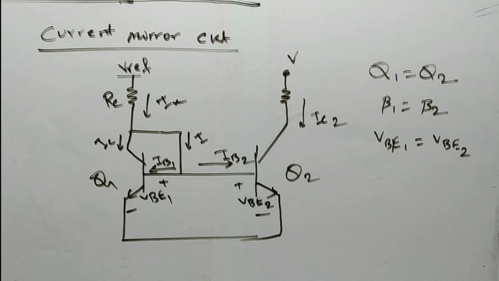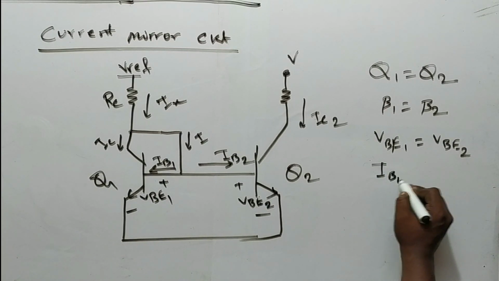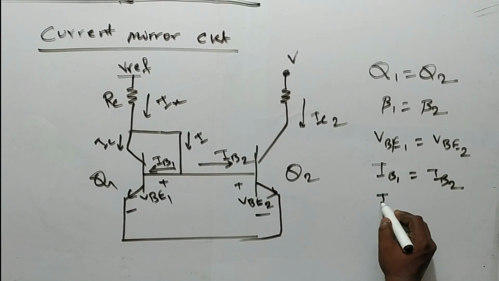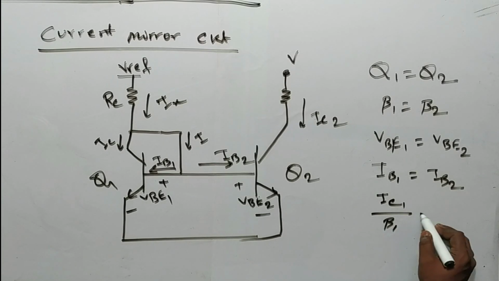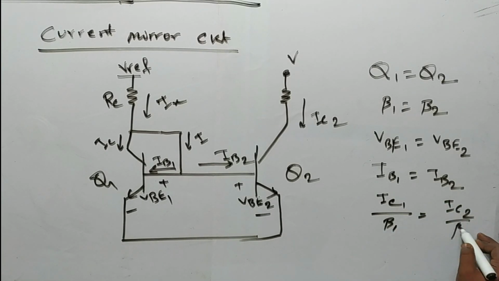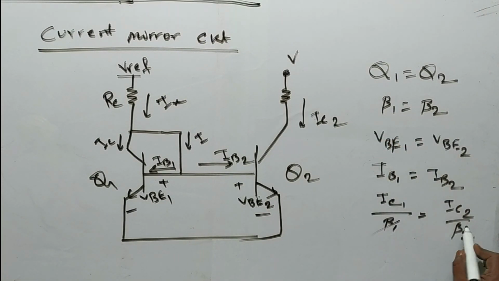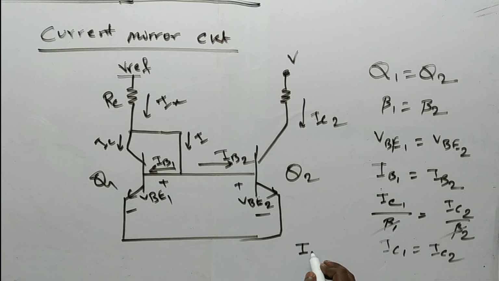So from here we see that IB1 is equal to IB2, and we write that IC1 divided by beta 1 is equal to IC2 divided by beta 2, as IB1 is equal to IC1 by beta 1. Here you see that beta 1 is equal to beta 2, so this cancels out and IC1 is equal to IC2. So if IB1 is equal to IB2 and IC1 is equal to IC2, then we can write that I1 is equal to I2.